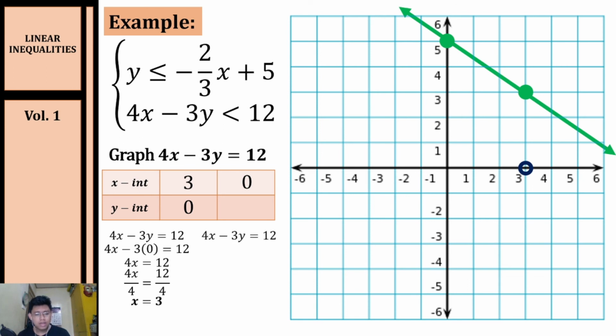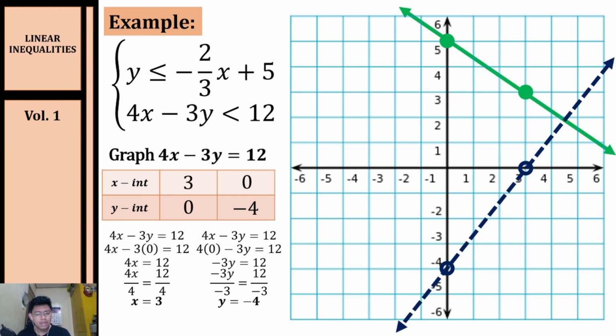Next, let's solve for the y-intercept. For the y-intercept, we will replace x with 0 and solve for the value of y. Dividing both sides by negative 3, we will have y is equal to negative 4. So our y-intercept is located at (0, negative 4). It is located here. Take note, open circle when we plot our points. Now that we have our 2 points, let's connect them using a dotted line or dashed line. Now we're done with graphing.